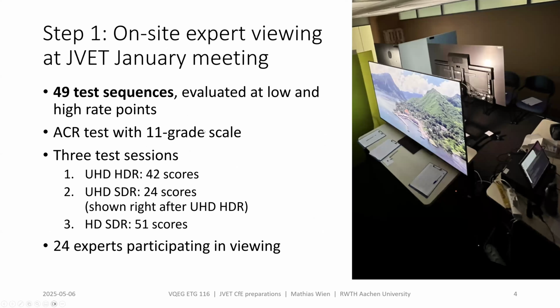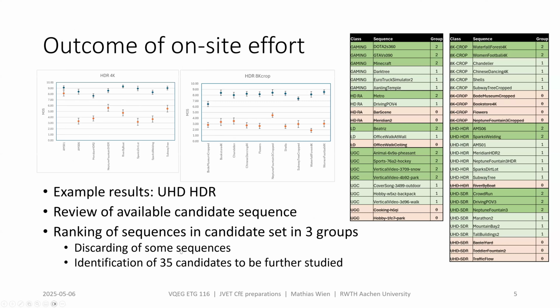So the first step in January, we actually already performed on-site experiments. We had collected input for 49 candidate test sequences, which were evaluated at a proposed low and a proposed high rate point. We used the ACR method with the 11-grade scale and had 3 test sessions, 24 experts. That was actually quite a smooth and, I think, also successful activity, just showing what came out.